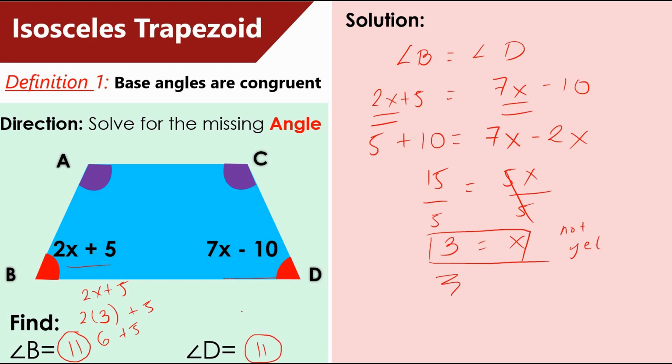By checking, let us substitute the given, 7x minus 10. Substitute the value of x that we solved a while ago, it is equal to 3. And then continue copying the rest of the terms. Continue solving, get the product of 7 and 3, so we have 21, and then bring down minus 10. By checking, 21 minus 10 is equal to 11. So we can now prove that definition number 1, base angles are congruent. Even without solving the second equation, we can get the value of the second angle.